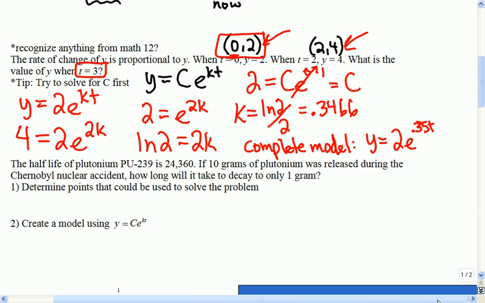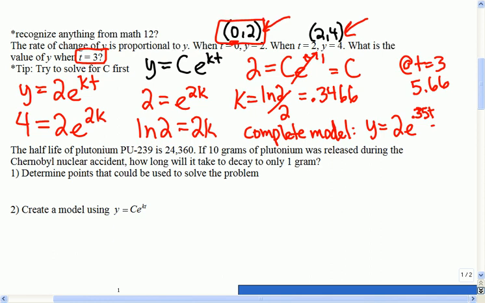So 2 times e to the 0.35, and we're going for 3 as the time. So at t equals 3, there will now be 5.66. I'll start the first one with you, but then I'm going to let you try to do the same thing just for your own practice.